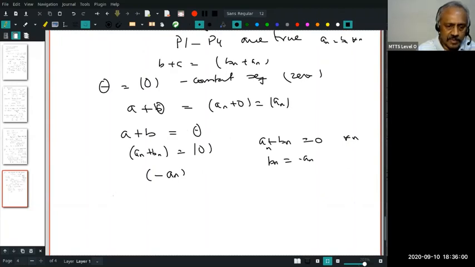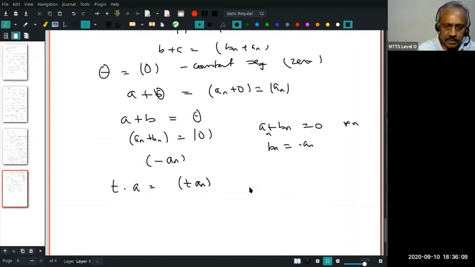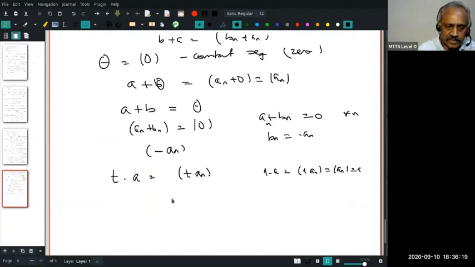And what is the scalar multiplication? t times a has nth term t times a_n. And what is 1 times a? That is 1 times a_n, that is a_n, that is the sequence a. So you can check P1 to P4 and S1 to S4 are true.